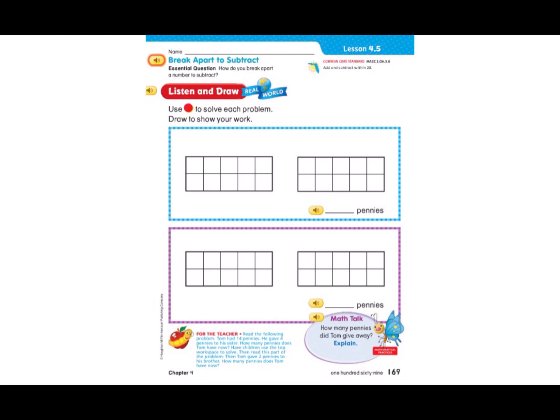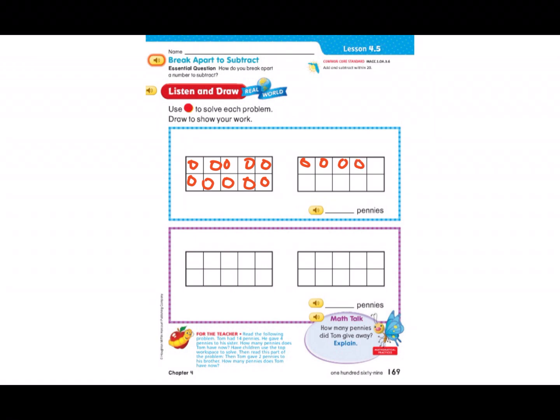Tom had 14 pennies. He gave 4 pennies to his sister. How many pennies does Tom have now? Okay, so let's draw 14 pennies. And I know that my tens frame is automatically 10, so I can go ahead and fill in every square. So that's 10, 11, 12, 13, 14.